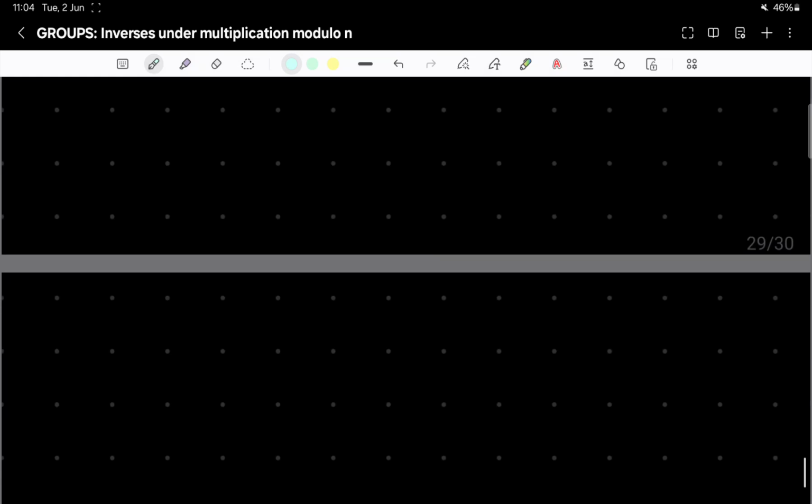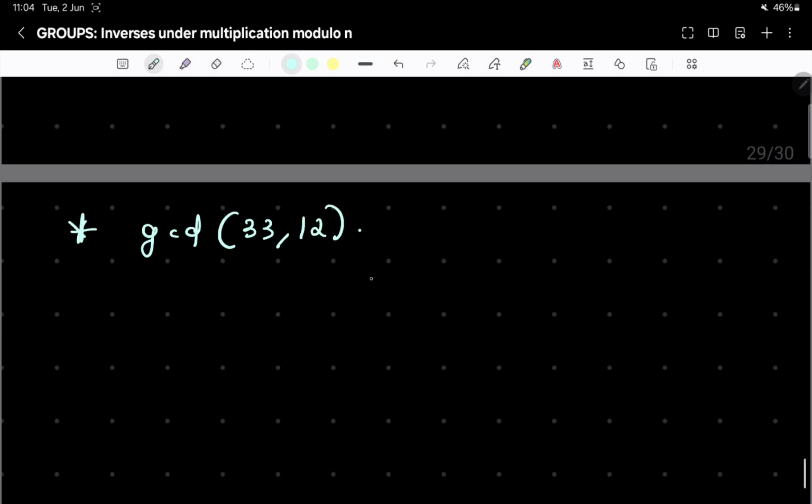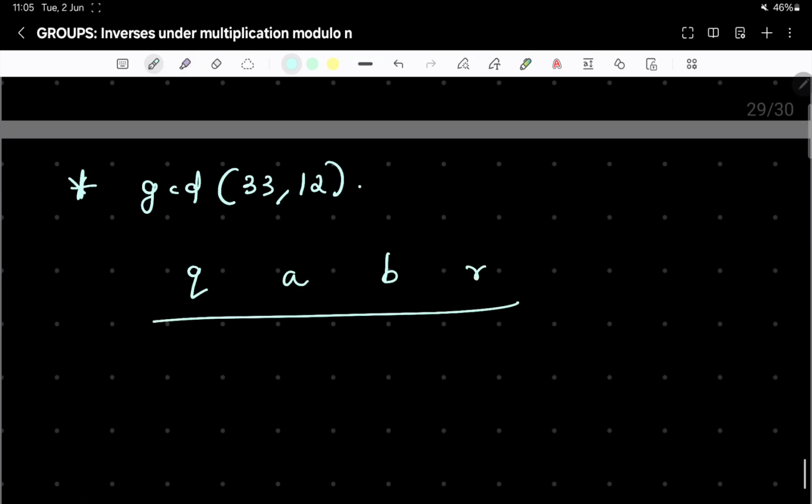So let's find the GCD of 33 and 12. What you want to do is write Q, A, B, and R. Draw a table. So first case: 33 equals BQ plus R. What is your B? B is 12. What is the remainder when you divide 33 by 12?